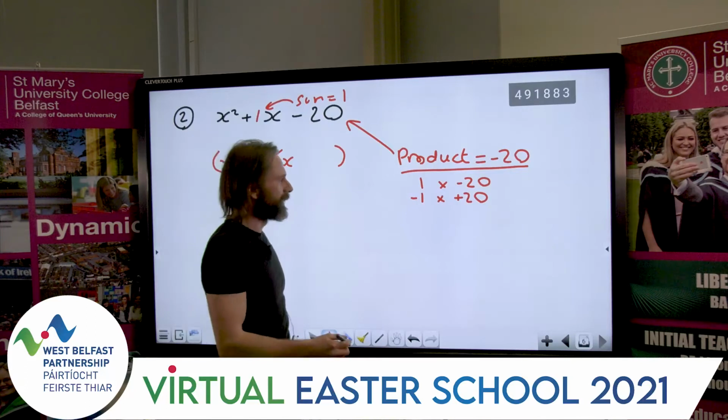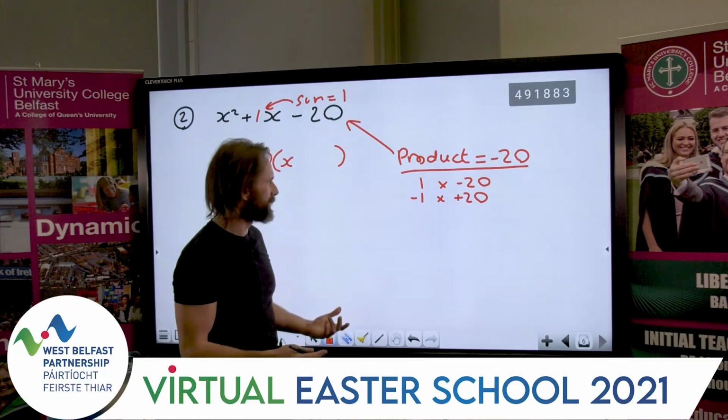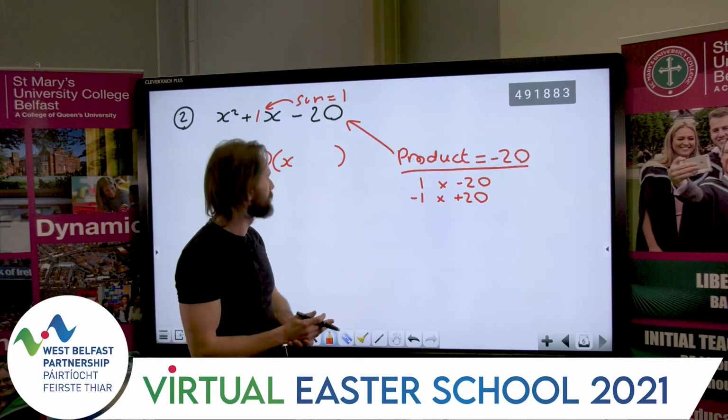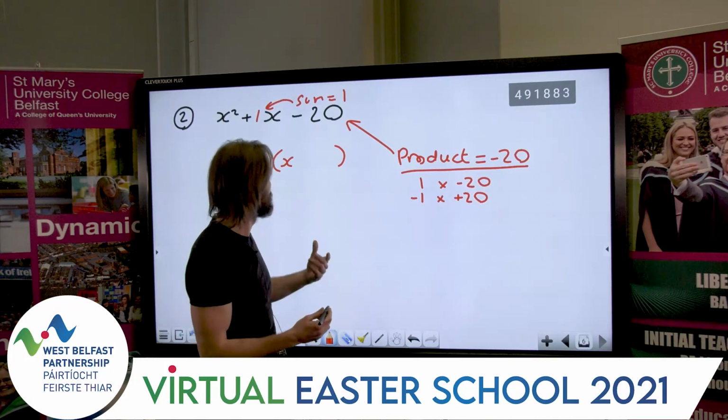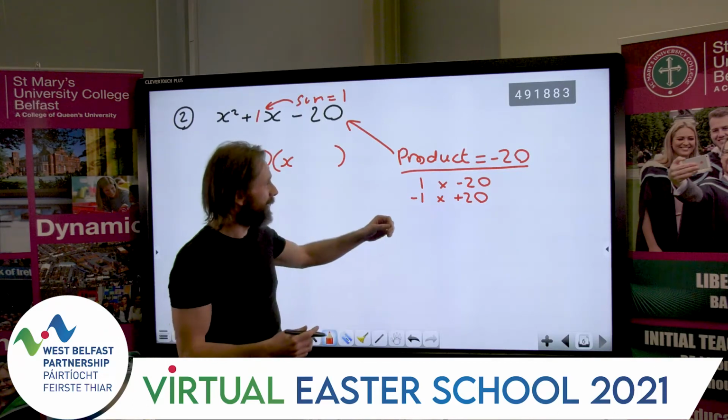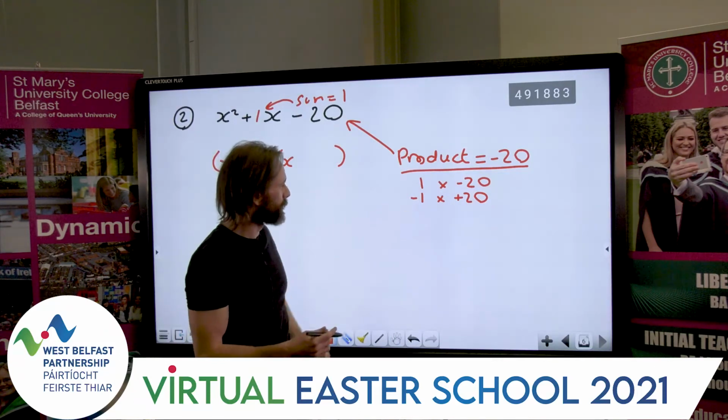Of giving me a sum of 1. And again, it's a wee bit of a process of elimination here, a wee bit of trial and error, but the more practice you get with these type of equations, the quicker you'll be able to solve them, the quicker you'll be able to spot it. In fact, some of you may be already able to spot what the two numbers are going to be.